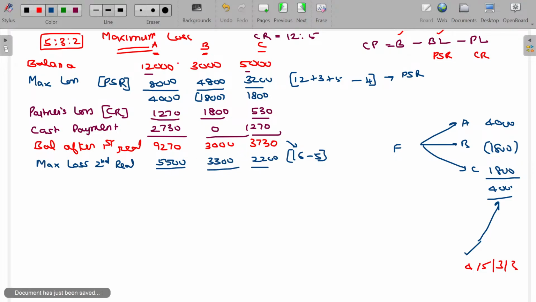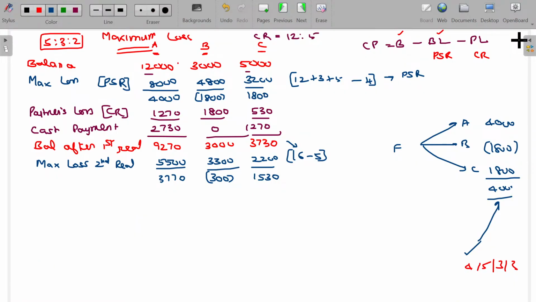Now subtract the maximum loss, then you will get 3,770, minus 300 negative, and last case 1,530. After the business loss, again we have the loss for B. Is that okay?